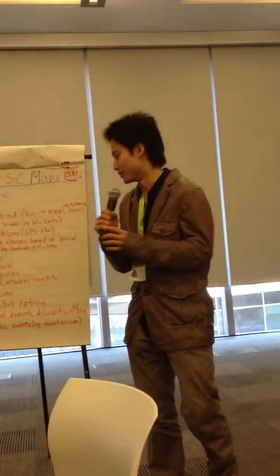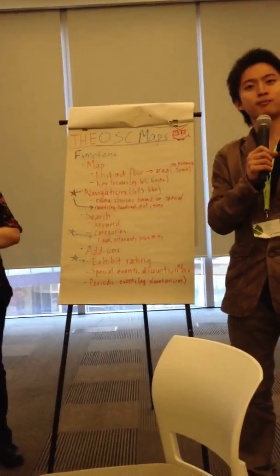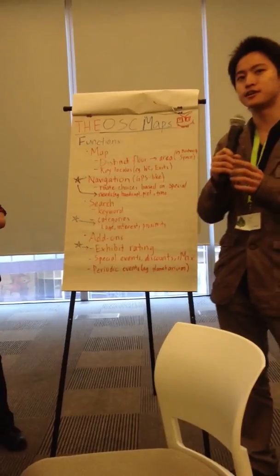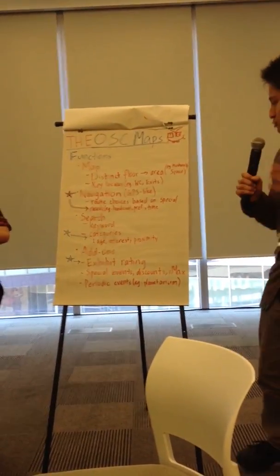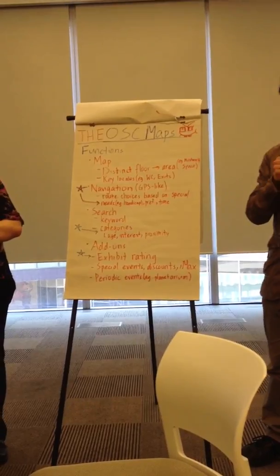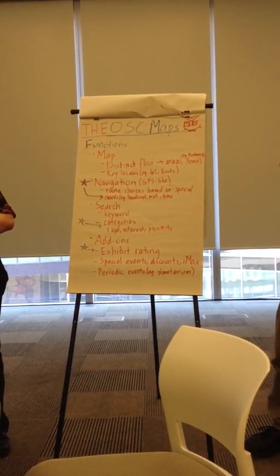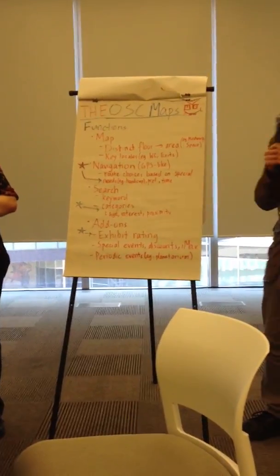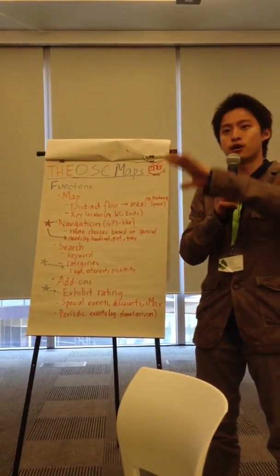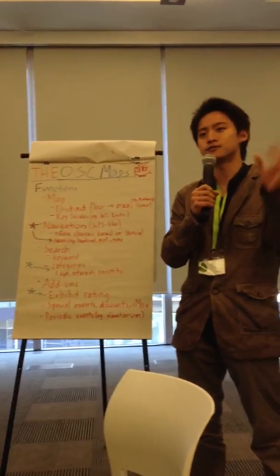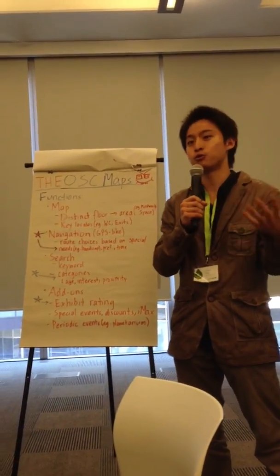I'm going to talk about the add-ons. One big problem for new visitors to the Science Center is that they don't really know where to go or where to start their visit. That's why we have this really cool, unique function of our app called the exhibit rating. Basically, you can choose the rated exhibits, and you'll see the rating, the number of stars, around on your map, and you can decide based on that which one you want to go to.